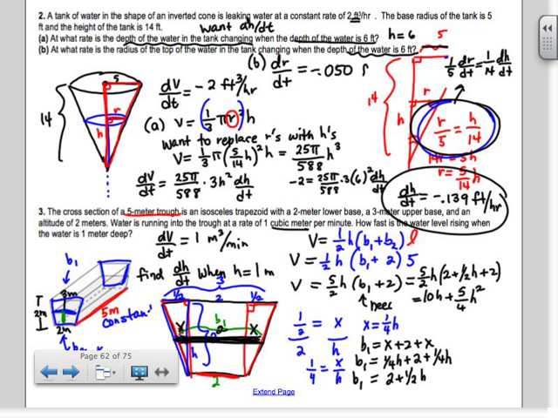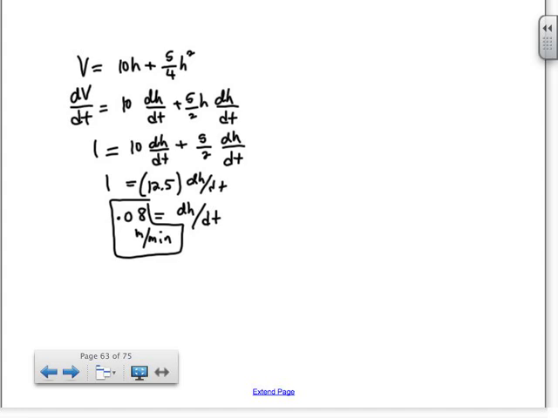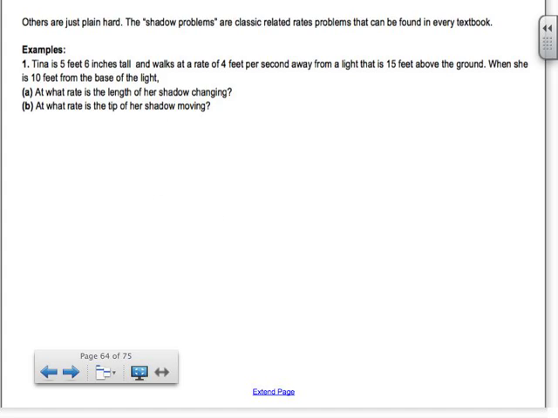And then you're going to multiply by 5. So it should be somewhere around negative 0.050, I think, feet per hour.